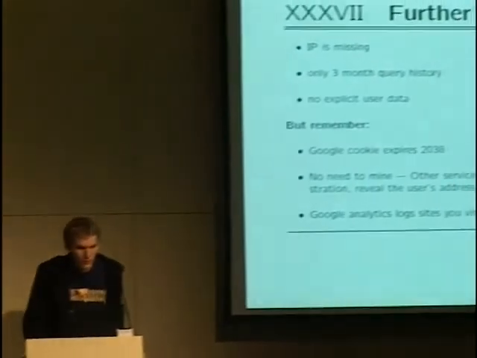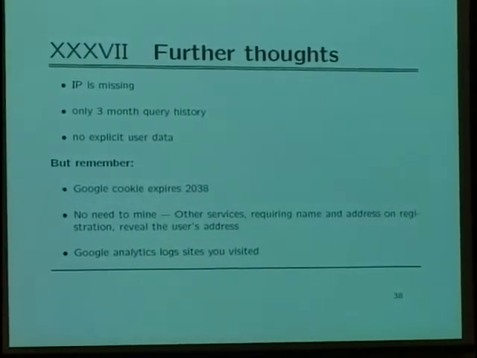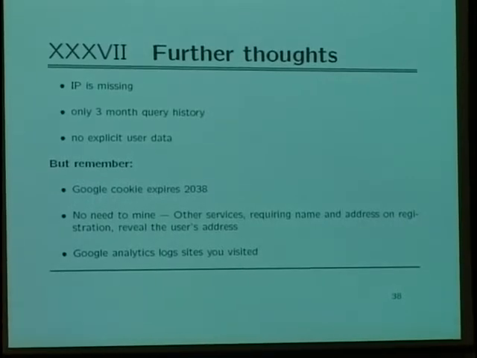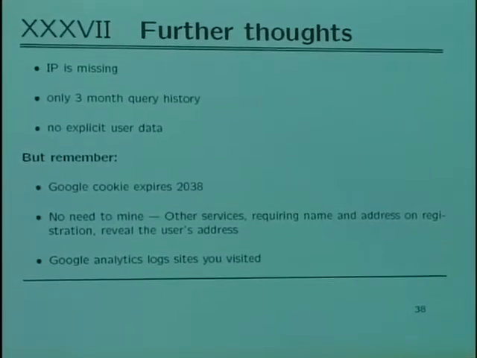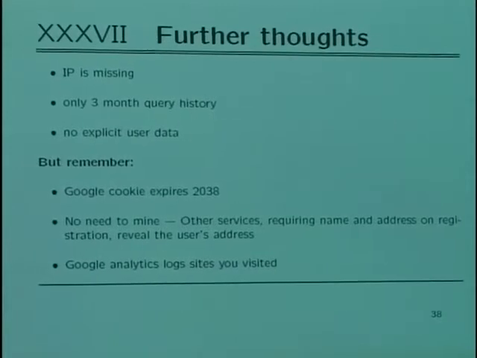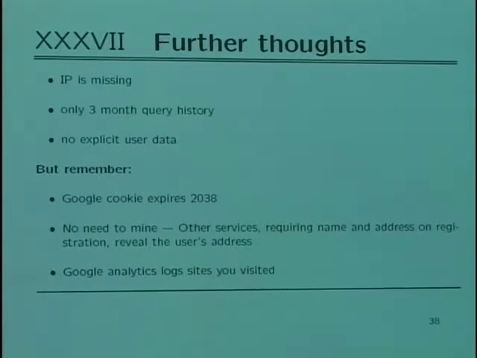Let's go into some further thoughts, because the data is quite incomplete. The IP address is missing. The query history is only over a period of 3 months. There is no explicit user data in the data set. But imagine what is possible for those with the real data, because they have really long-term profiles. The Google cookie expires in 2038. And they do not even need to mine for your name or address. Sometimes they may have it already, because if you are registered for another service of the same company requiring name and address, they simply have to join the data, and so they can correlate your search queries with your name and address.